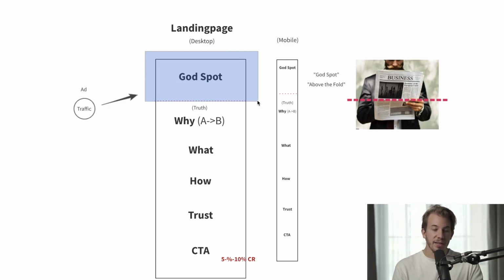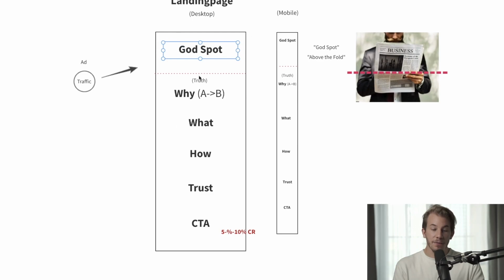It's the above the fold section, and this God spot has all the different information in it, which is derived from all the other sections. If you want to successfully bring someone to make a decision and make a call to action, the mind needs to understand: why is this change relevant for me? What is the change exactly? What do I get? How does the change work? And why can I trust that what the guy who offers me this potential change is saying is true?